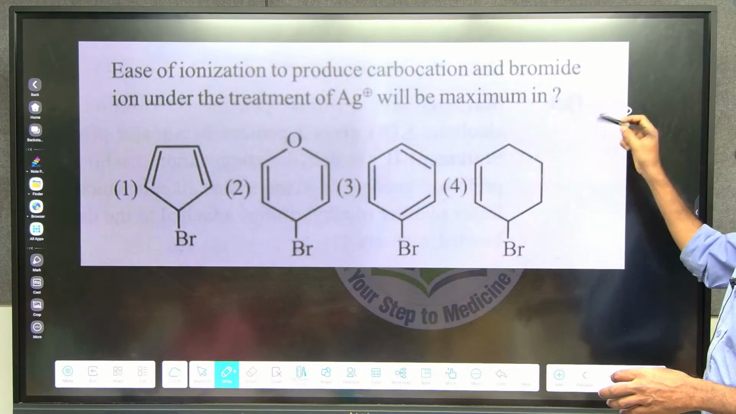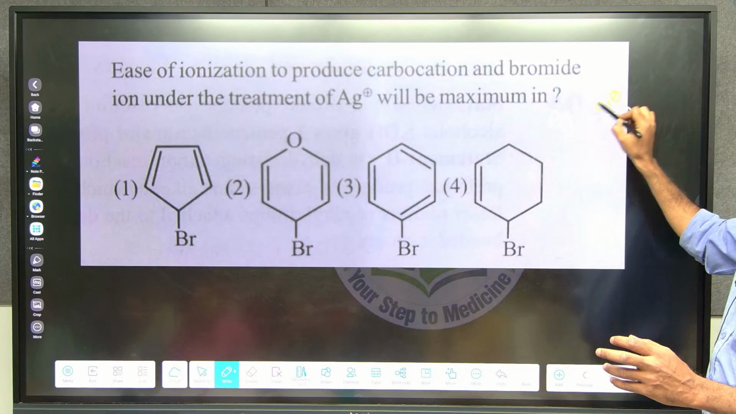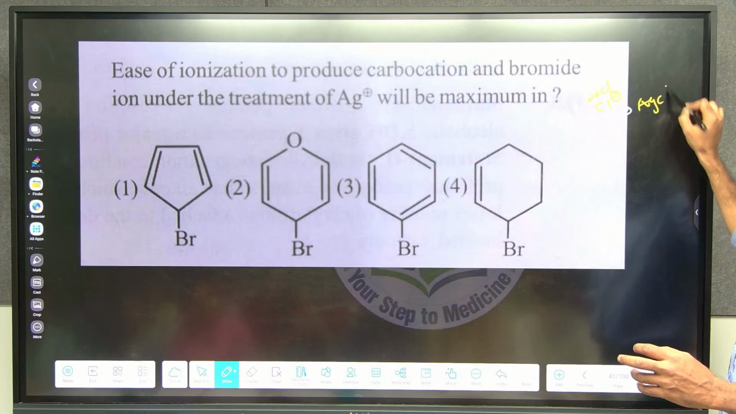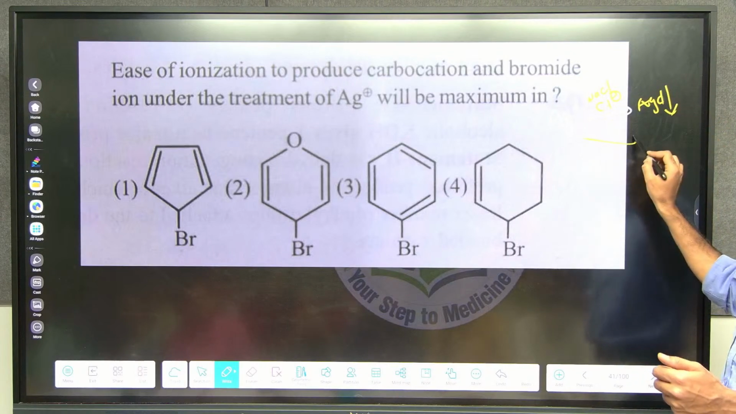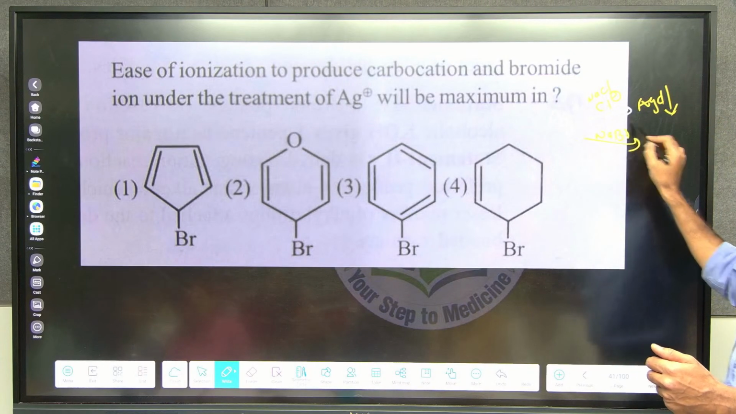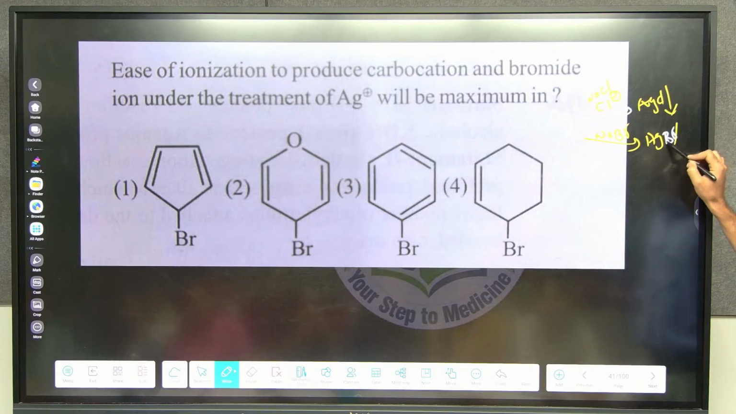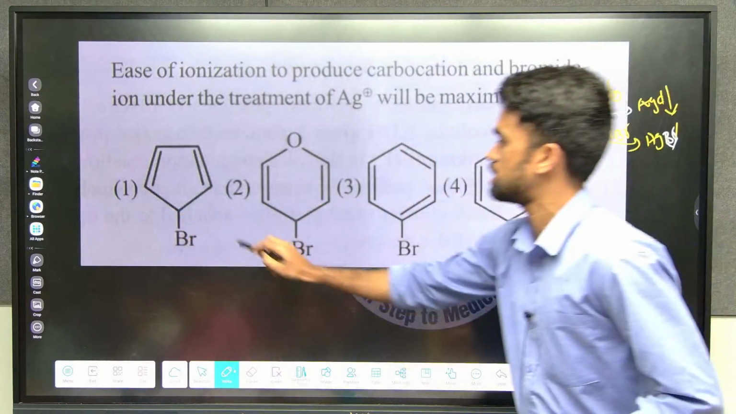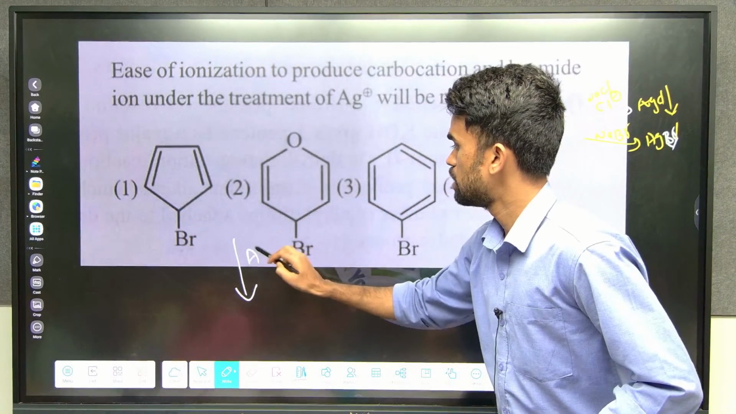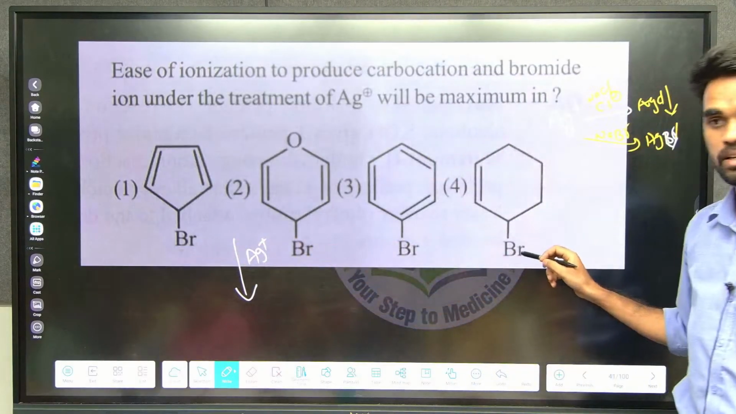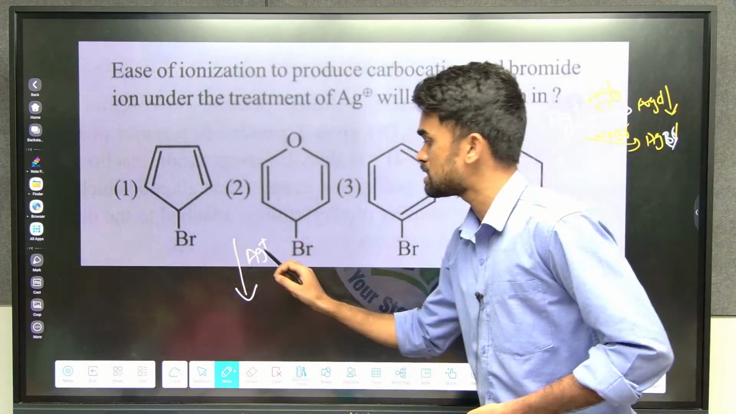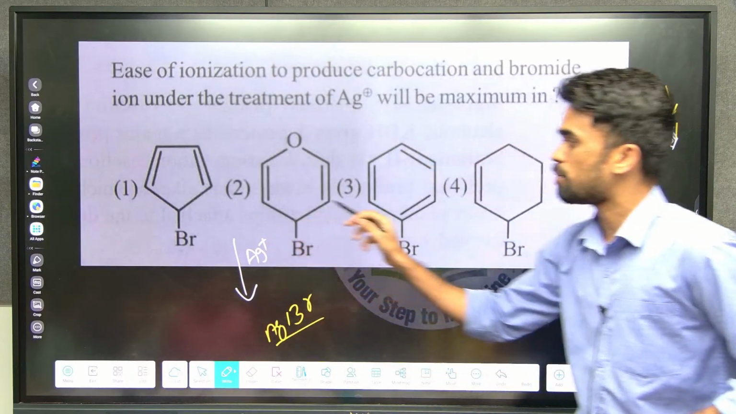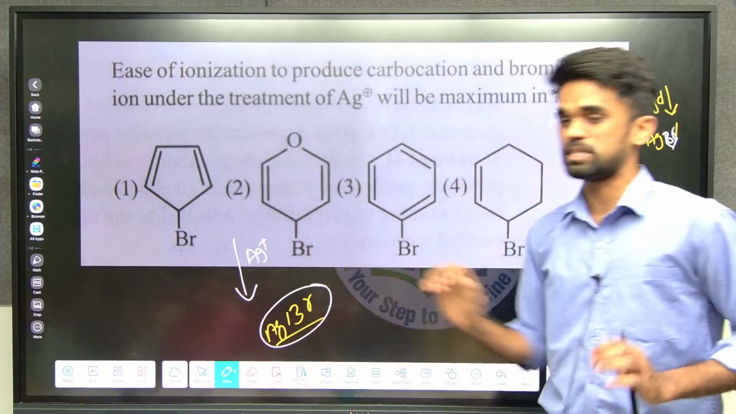If I treat this with some chloride ion, like NaCl, what happens? Ag plus Cl minus forms AgCl as a precipitate. Similarly, if I treat with NaBr, an AgBr type of precipitate will be formed. Same story: they are asking us to treat these 4 compounds with Ag plus ion. All of them have what in common? Bromine. So Br minus with Ag plus forms AgBr. Now they are asking which of these compounds easily forms this AgBr precipitate.